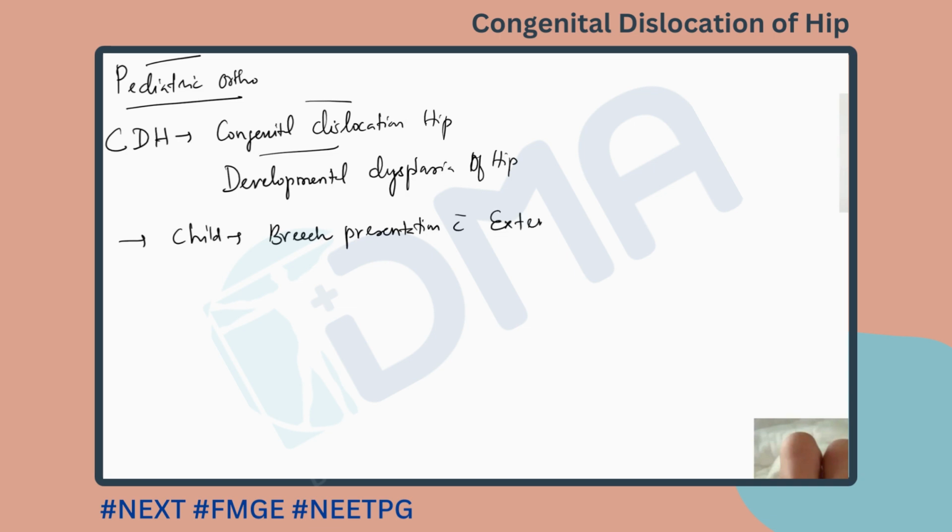When a child is delivered normally, the head comes out first. That is called cephalic presentation. Opposite to that, if the buttock region comes out, that is called breech presentation. So if a child is born with a breech presentation with an extended knee, they have more chance for CDH.